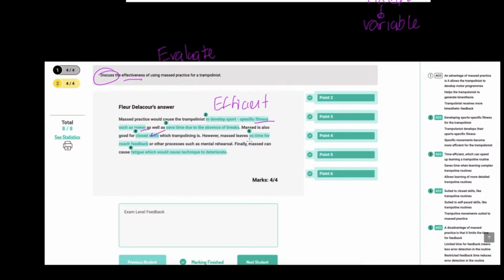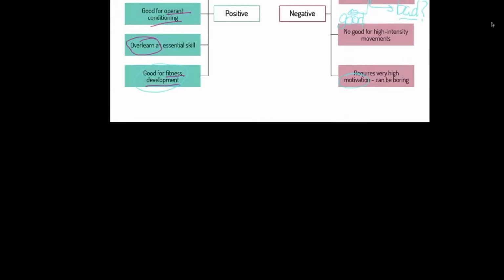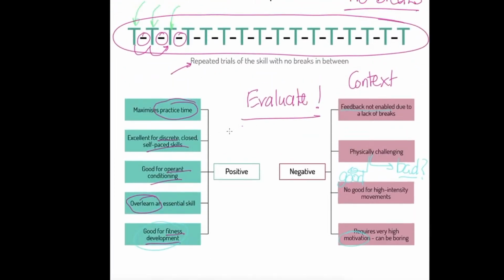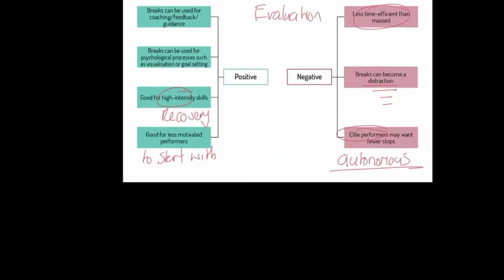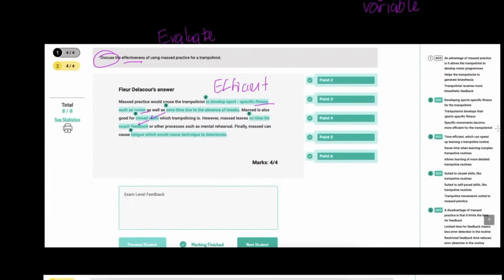However, mass leaves no time for feedback. So now we're going into our negative side. So if you were to go back up here, without meaning to be too basic about it, we've gone over this first, and then we're going to go over this in our answer. That is what we're talking about. And it's why we make these images for you. All those images above, they're professionally designed so that you can do this in the exam. Of course, you've got to apply it to the example. In this case, we've got trampolining. No time for coach feedback or other processes such as mental rehearsal.